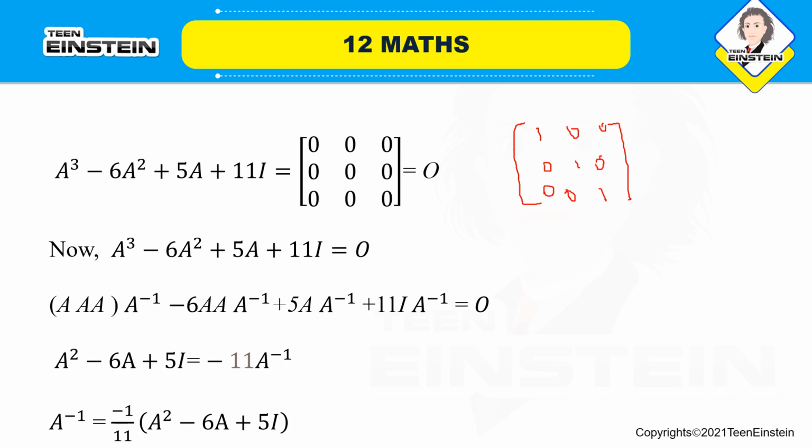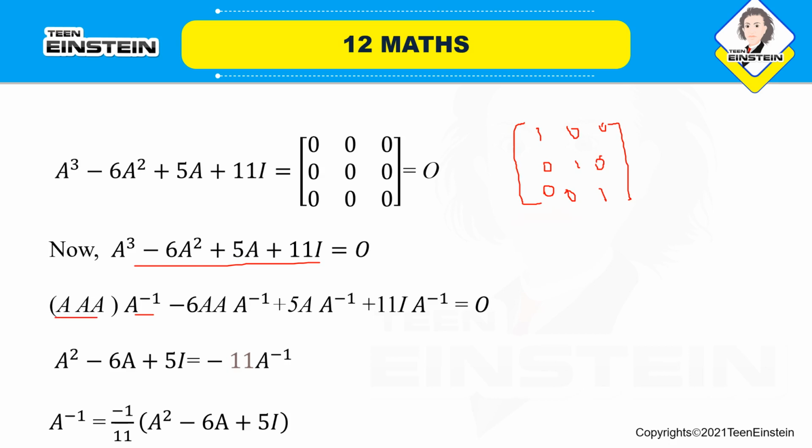Substitute everything and simplify, what you're getting is the 0 matrix: 0, 0, 0, 0, 0, 0, 0, 0, 0. So it is O, the 0 matrix of order 3. So we have verified this condition. Next I have to find A inverse. So for that what I have to do? I have to post multiply this equation on both sides by A inverse. So A cube into A inverse, A square into A inverse, A into A inverse, I into A inverse.